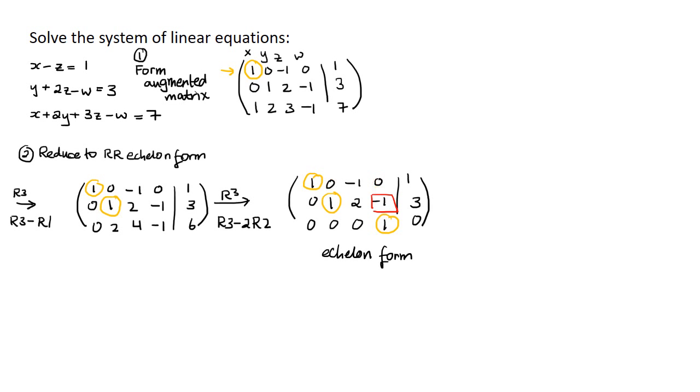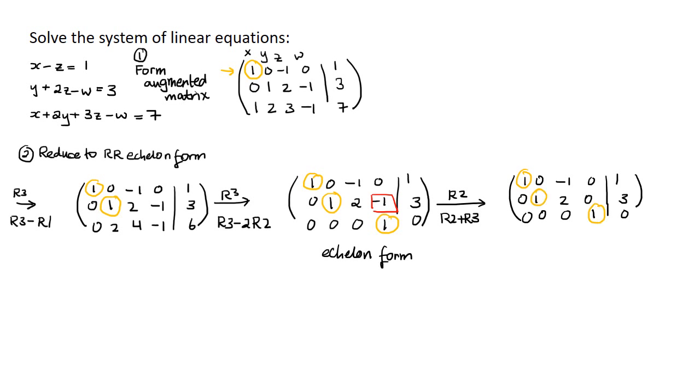So what we're going to do is replace row 2 with row 2 plus row 3, or minus negative row 3. And this gives us the following matrix. Notice that if we look at our leading entries, they are always the only non-zero entry in their column. Okay, so finally, we're ready for step 3, which is to write down the solutions.